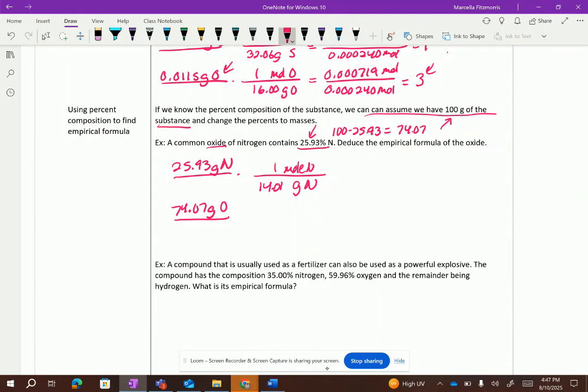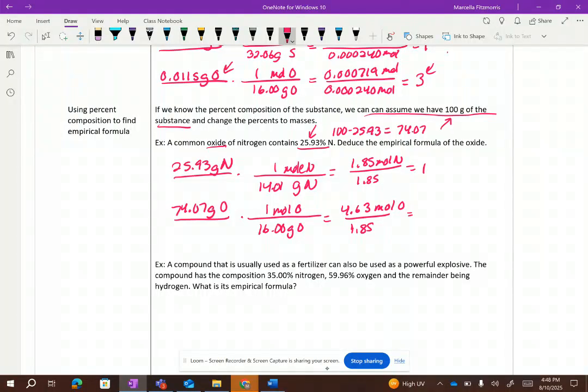In this case, we get 1. But in this case, we get 2.5. That's not close enough to round to a whole number. So basically, if you get a 0.5, in order to get this to a whole number, we're going to multiply by 2. And if we multiply one by 2, we're going to have to multiply the other by 2, because the ratio has to be the same. So if we double one, we double both. That gets this to be 2. Now we have N2O5. N was 2, O was 5. We got N2O5.